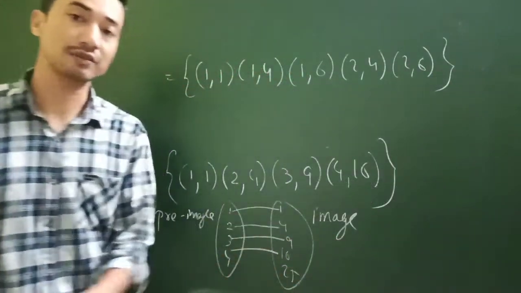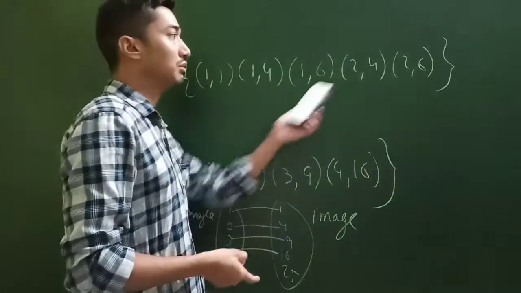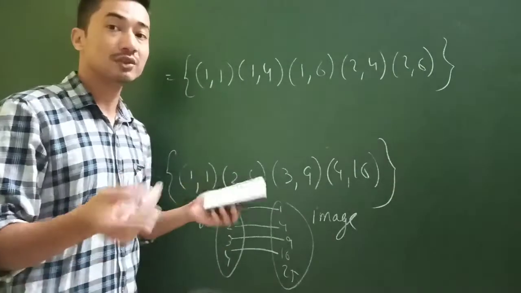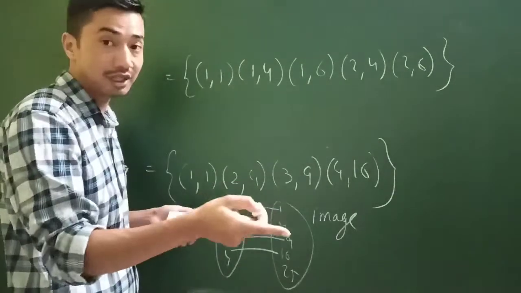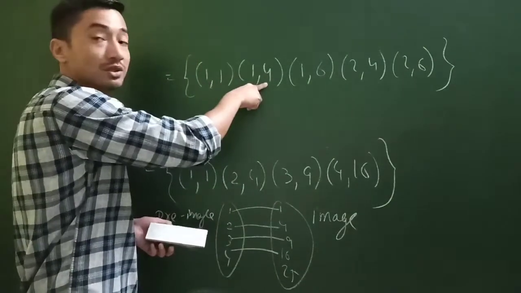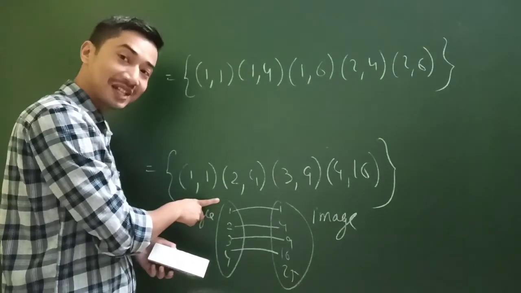That's why this rule only corresponds to functions. You change the rule, you might get a relation. So here you will see 1 doesn't have a unique image. It has an image, but not a unique one, because 1 has image 1, and 1 has another image 4, so it's not unique. So this was a relation, and this was a function. So now you understand.